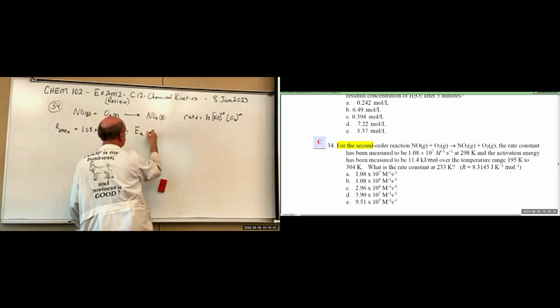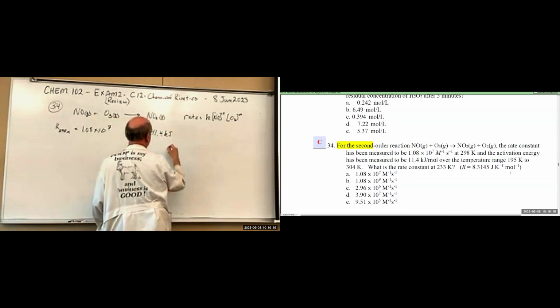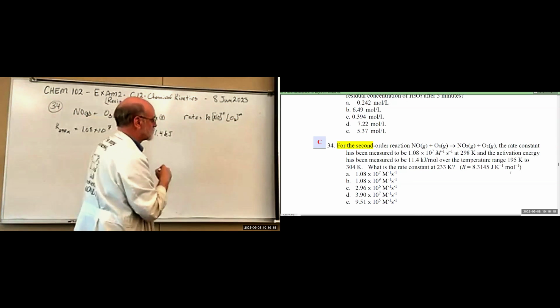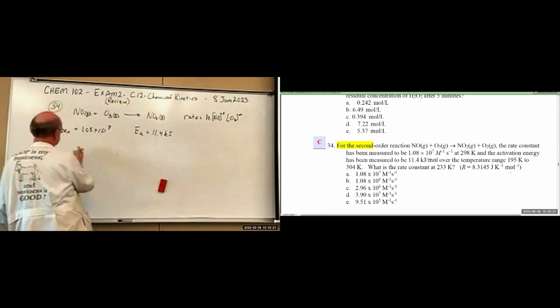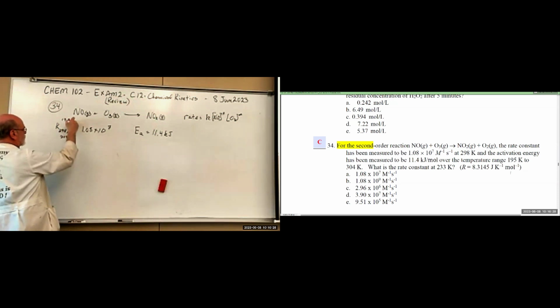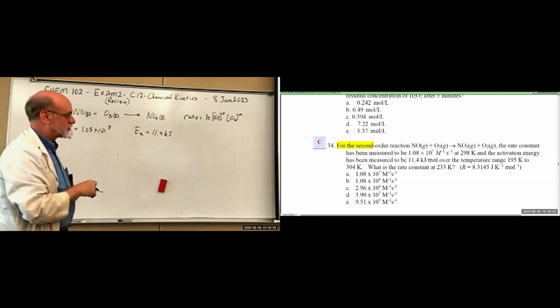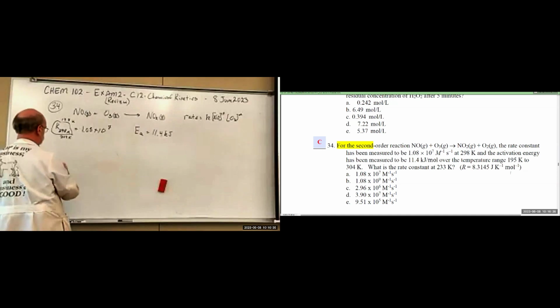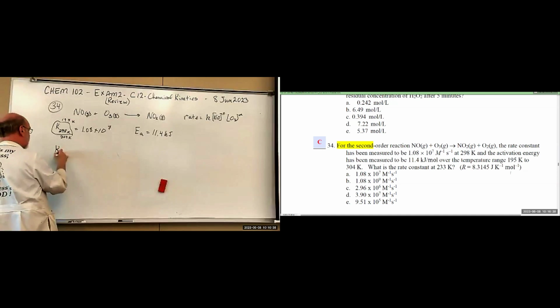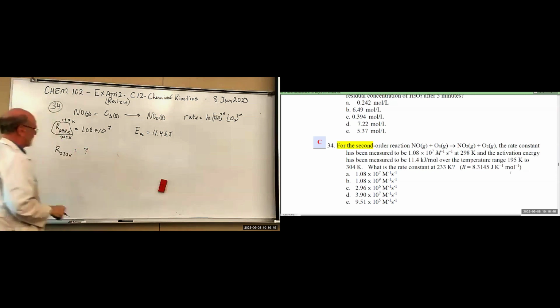So E sub A equals 11.4 kilojoules per mole over the temperature range 195 to 304. So it brackets this one right here. That's good. You need to know that. What's the rate constant at 233? And so we want to know k at 233 K. Let's make that a little k like this. That's the question.